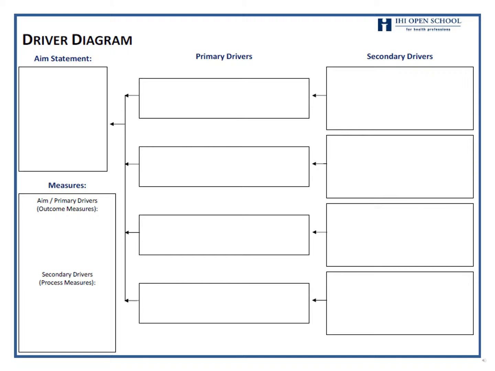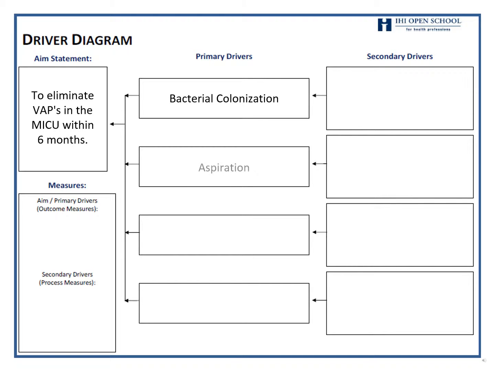In filling in our driver diagram, we started with our aim statement to eliminate ventilator-associated pneumonias in the MICU within 6 months. Then we filled in primary drivers, or the high-level factors that we have to influence in order to achieve our aim. So the two things that go into having a ventilator-associated pneumonia, you have to have bacterial colonization, and then that bacteria has to be aspirated.